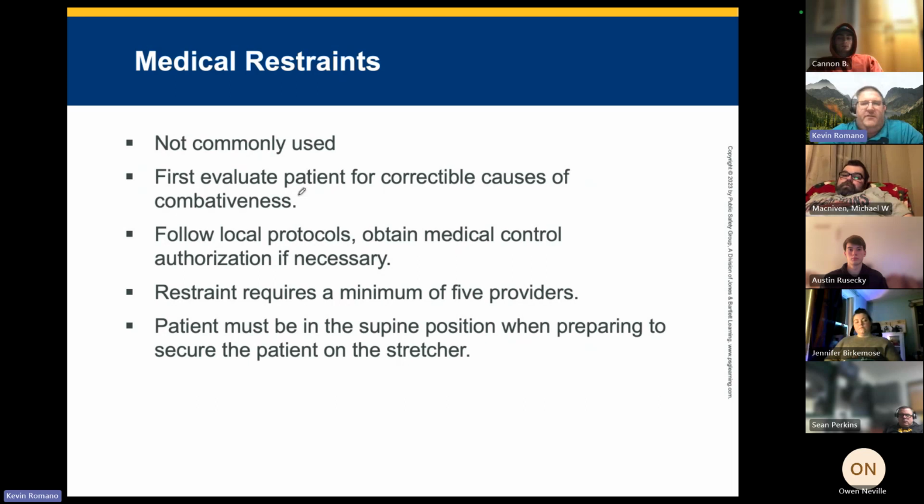As far as medical restraints, they're not commonly used. We're going to first evaluate the patient for correctable causes of combativeness. So AEIOU tips, the altered mental status acronym that we utilize. Follow local protocols and obtain medical control authorization if necessary. New Hampshire, it's standing order to restrain somebody. It's not a medical control order. All right. Restraints require a minimum of 5 providers because you have to be able to restrain somebody the appropriate way. So one arm is up like this behind their head, while the other arm comes down to the front, and we secure their feet. Right. We have to maintain the best ability not to hurt a patient while doing so.